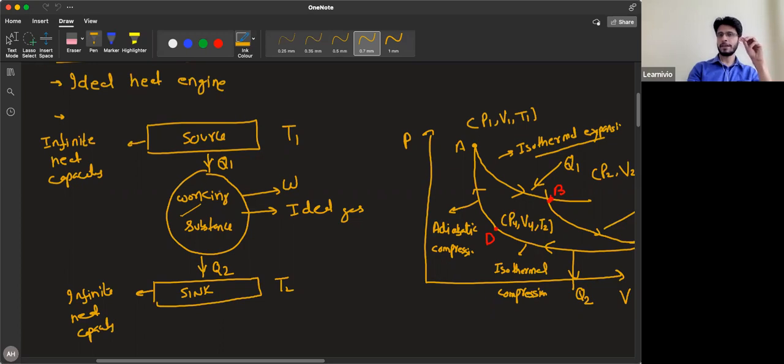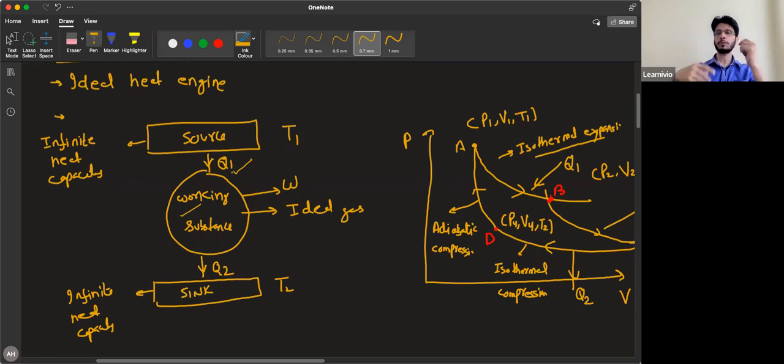So for any heat engine, the working substance absorbs some heat from the source. Out of this heat, it performs work done. So it converts some part of this heat into work done. If an engine is converting 100% of Q1 into work done, then we would say that the efficiency of the engine is 100%, which is not at all possible.